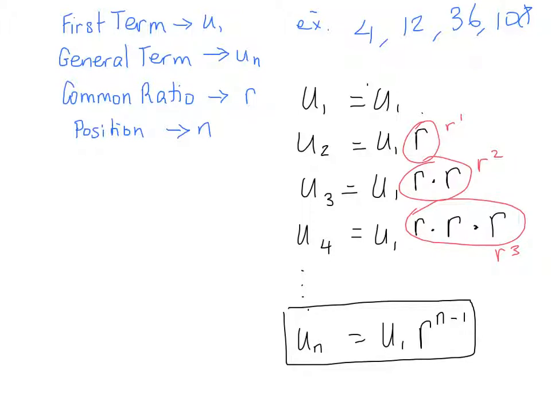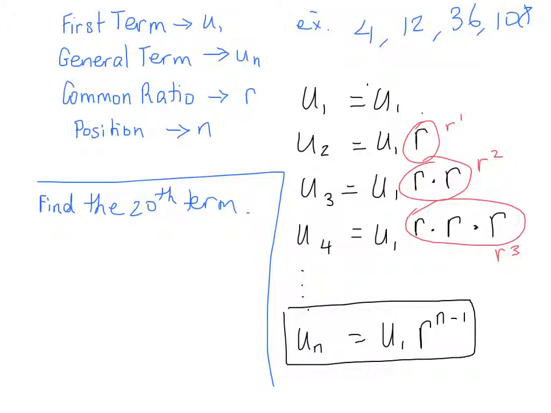So now that you know the formula to find any term of a geometric sequence, let's go ahead and find maybe, let's say, the 8th term of this sequence. Actually, I want to go even bigger. Let's find the 20th term of this sequence. So same example with 4, 12, 36, and 108. Find the 20th term.